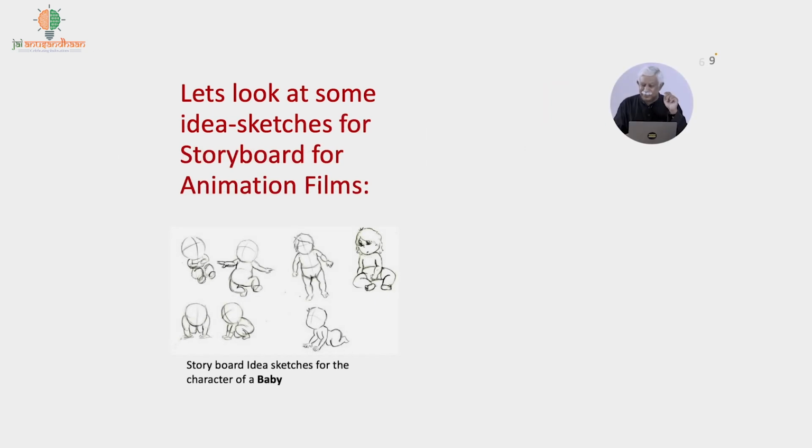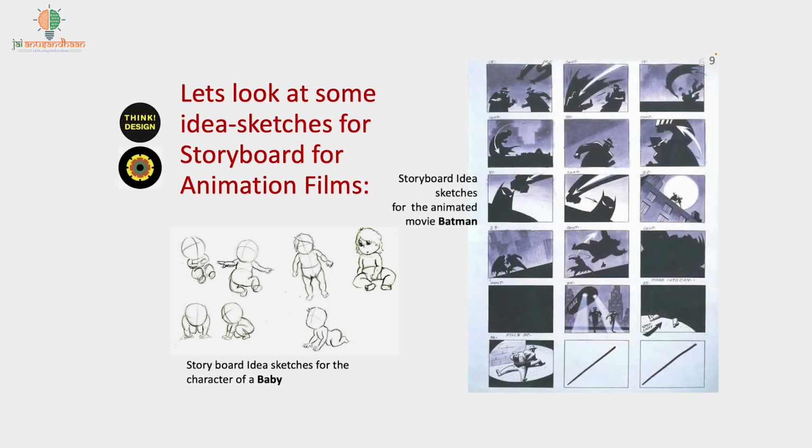Animation, of course, is rooted in you being able to draw. But at the initial stage, it's just a sketch, it's an idea. So this is sketching ideation for a character of a baby. And here you can see sketches for the movie Batman being done. Batman, the movie, got created from comics, and comics were drawings, and these are sketches meant as the storyboard for the movie.